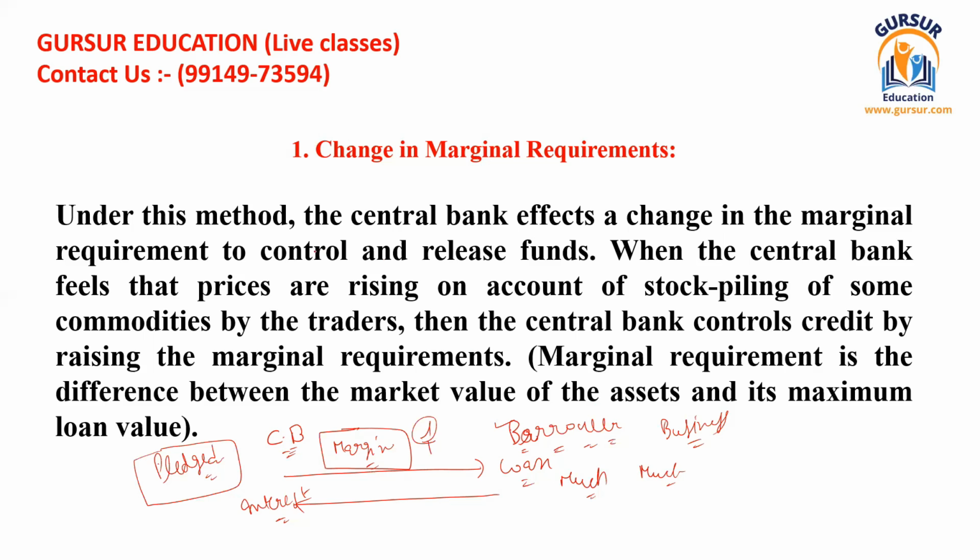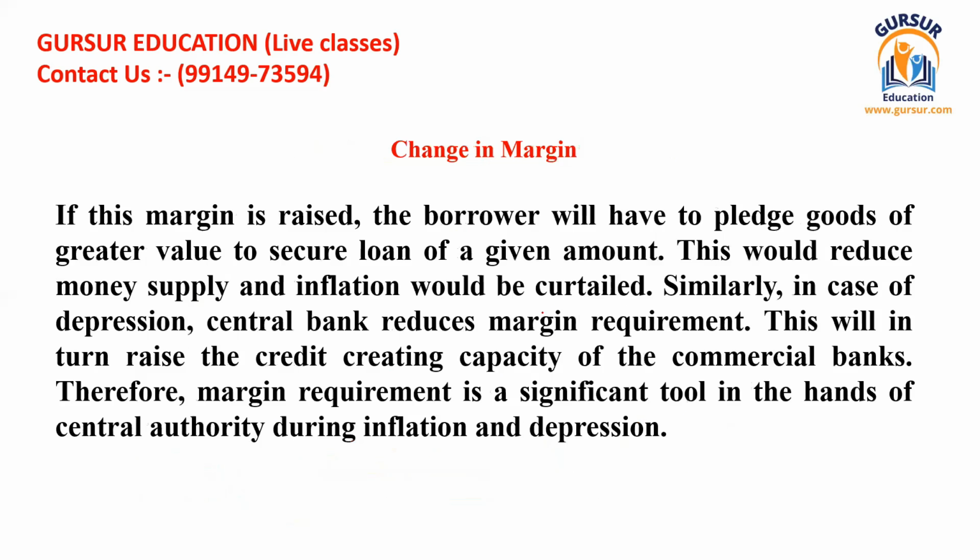Okay, so I'm just going to read this right now. Under this method, the central bank effects a change in marginal requirement to control and release funds. When the central bank feels the prices are rising, then the central bank controls credit by raising the marginal requirement. And how is this done? If margin is raised, the borrower will have to pledge goods of greater value to secure a loan of a given amount. In this way, it reduces the money supply and inflation can be curtailed.